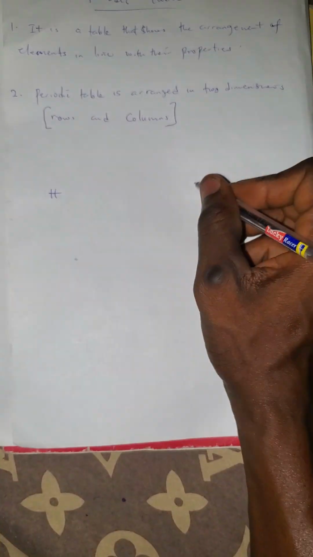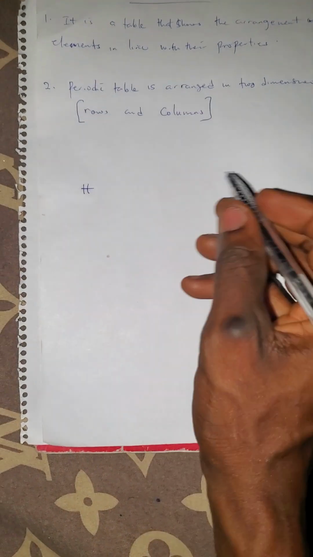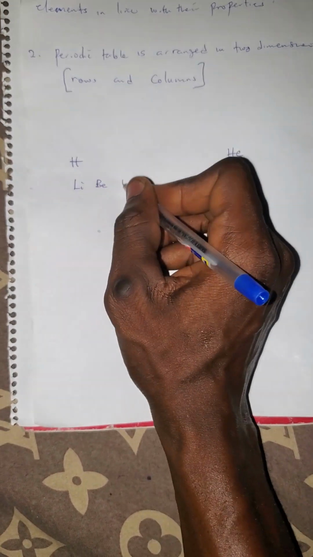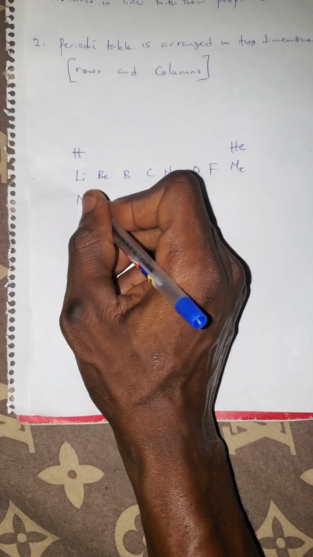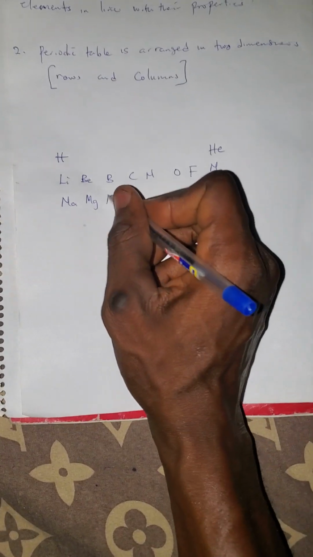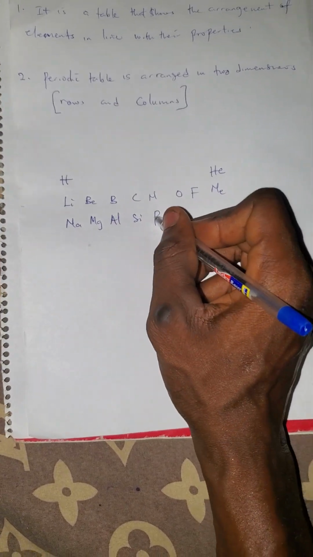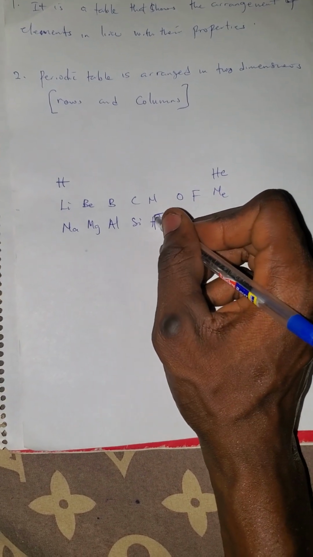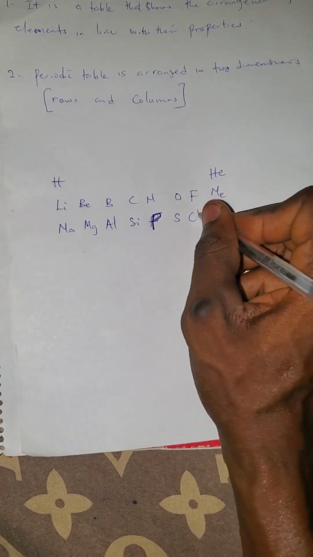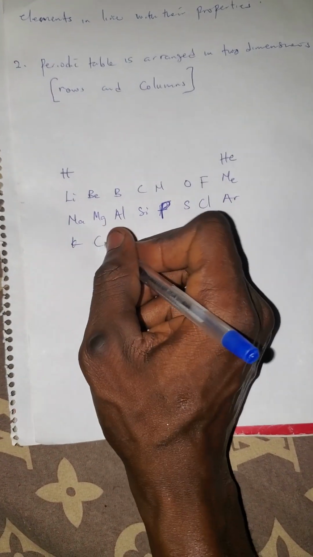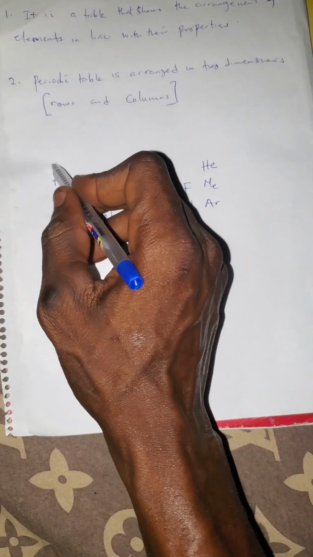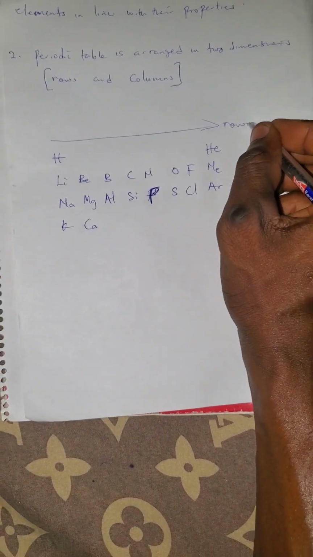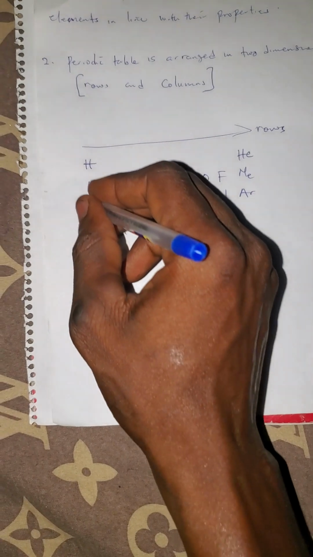Now, what are the rows? Let's use the first 20 elements as an example. We have hydrogen, helium, lithium, beryllium, boron, carbon, nitrogen, oxygen, fluorine, neon, sodium, magnesium, aluminium, silicon, phosphorus, which is P, sulfur, chlorine, argon, potassium, calcium. Now, this is a row, this is a column.